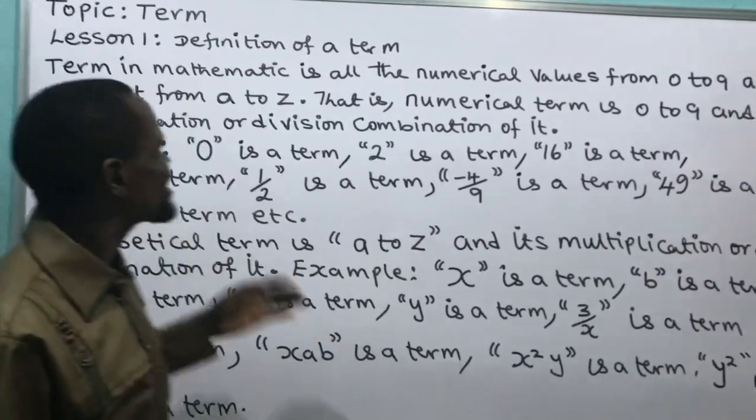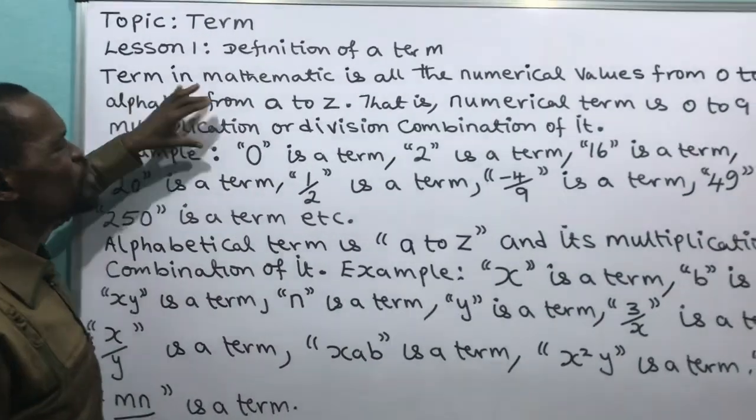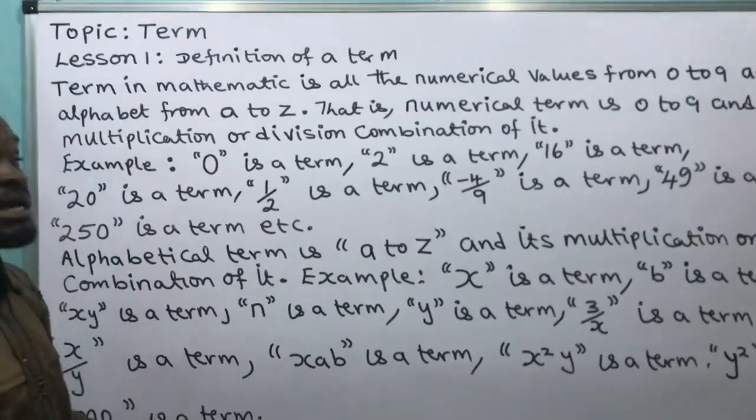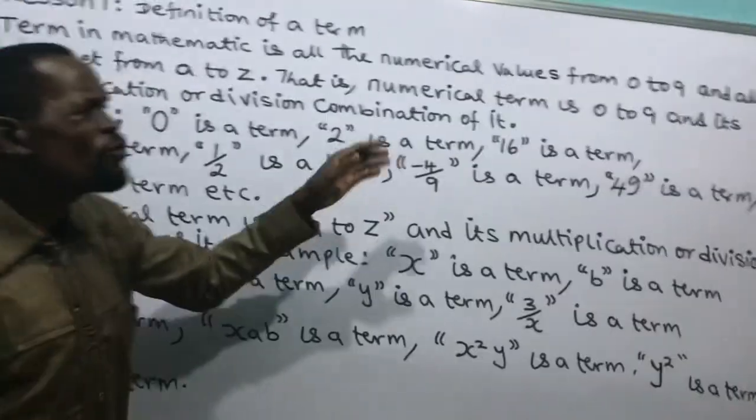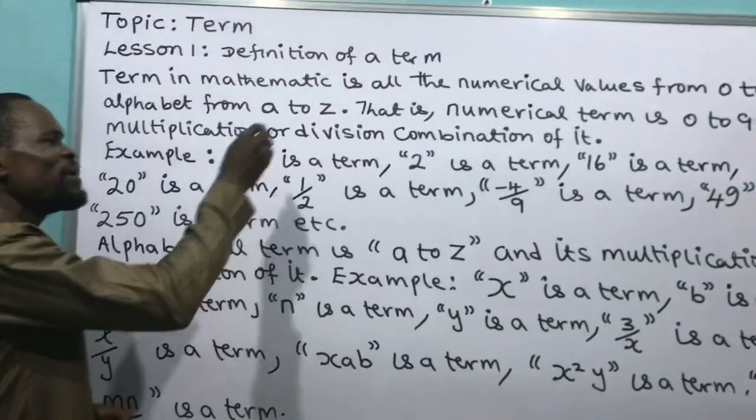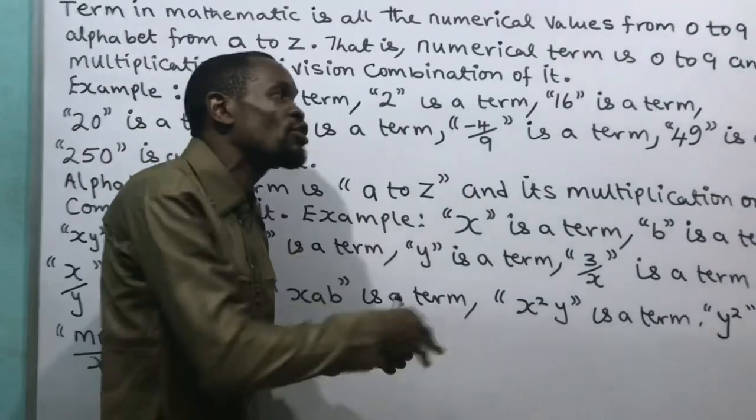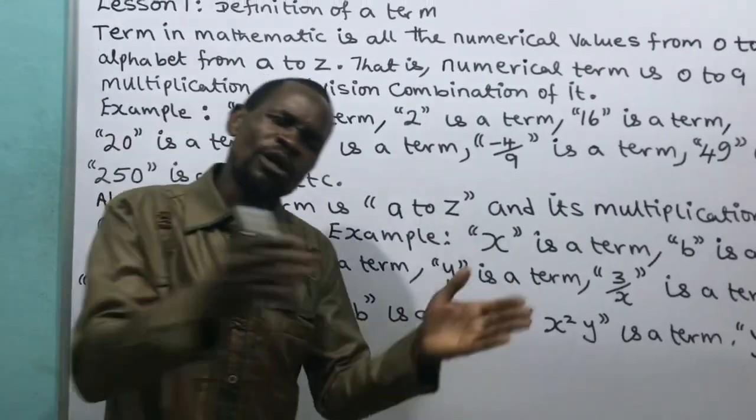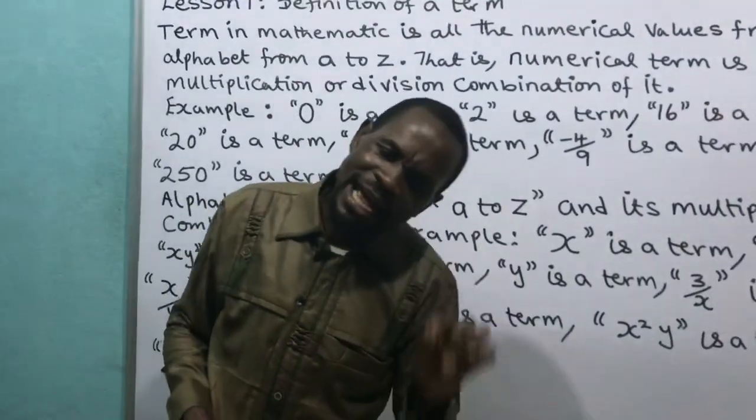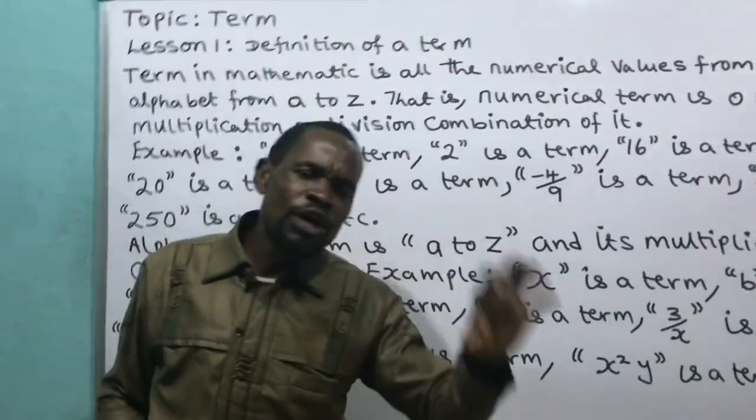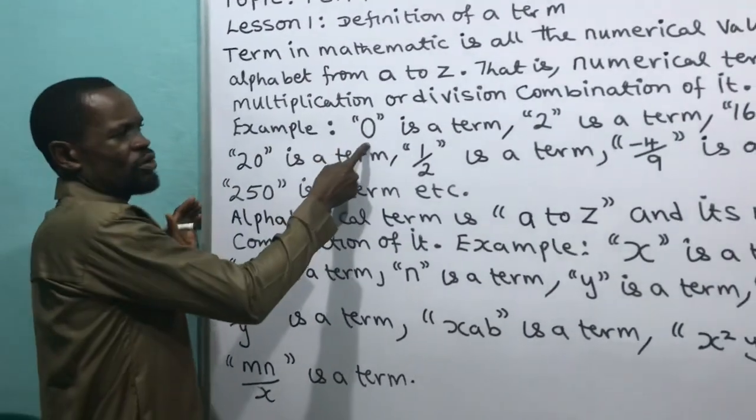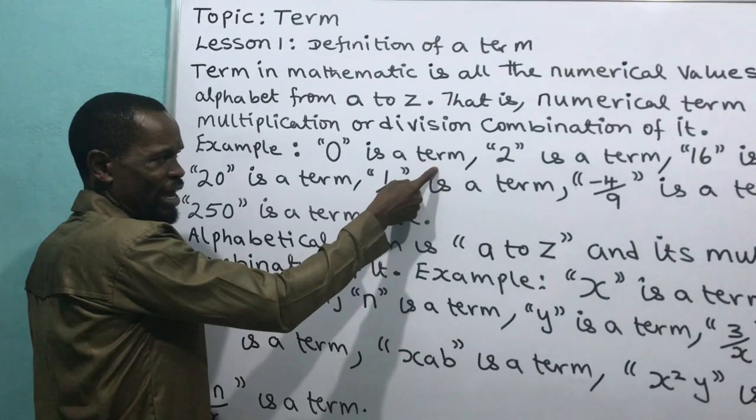Then we also say that term is also alphabetical, A to Z. From A to Z is a term in mathematics. So numerical term is 0 to 9, and the multiplication or division of a combination of it. Either you multiply two terms or divide two terms. We have known that A to Z is a term and 0 to 9 is a term. But let us look at examples of term.